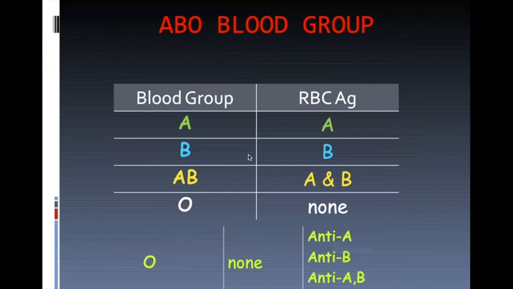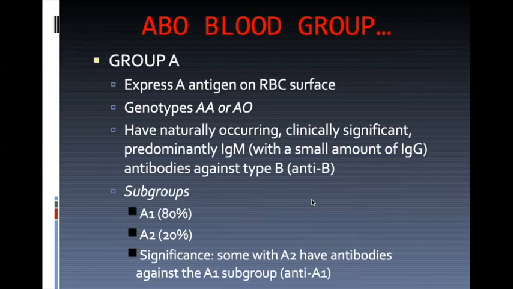Now, this is a simple table. Blood groups A, B, AB, and O. Each of these has its own RBC antigen: A, B, AB, while O has none. Since O has none, its serum can have anti-A, anti-B, and anti-A,B. So we will know further about these things.